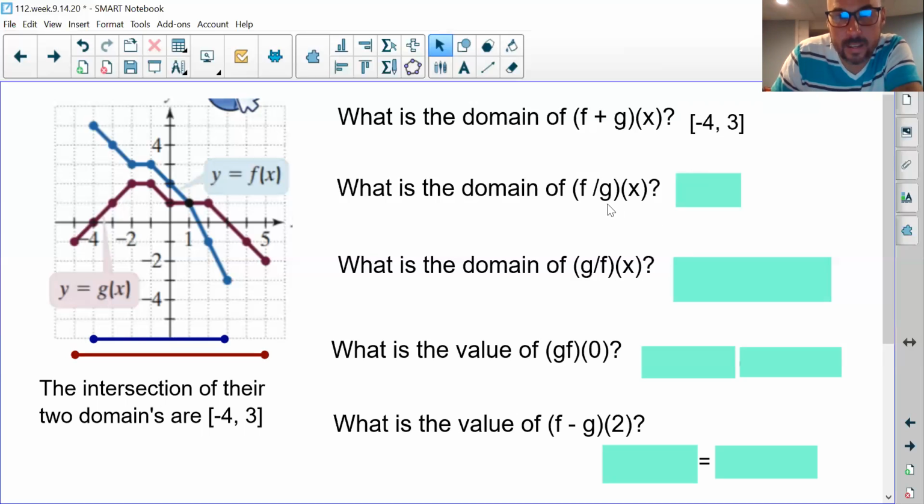Well, we're dividing by g, and g is the maroon. G is 0 right here. When x is +3, g is 0. So +3 can't be in my domain. And over here, when x is -4, g is 0. So x can't be -4 either. But other than that, g is positive or negative. It's just not 0. So the domain is everything between -4 and 3. So it's excluding those endpoints.